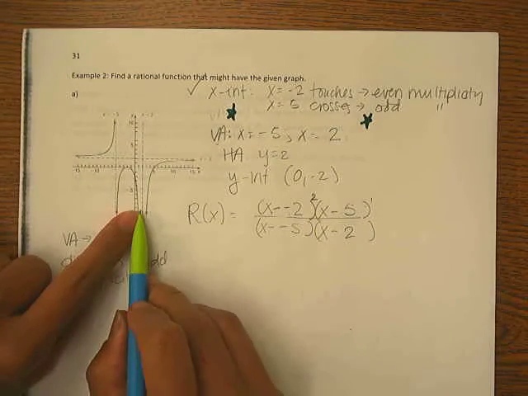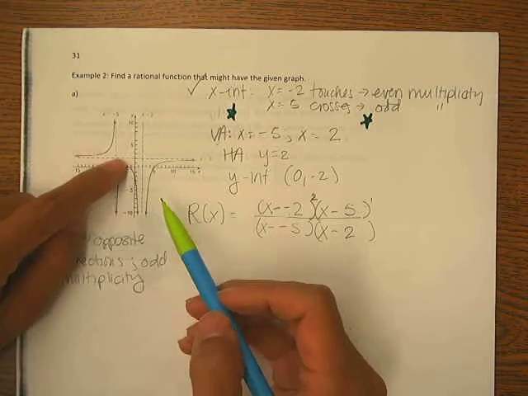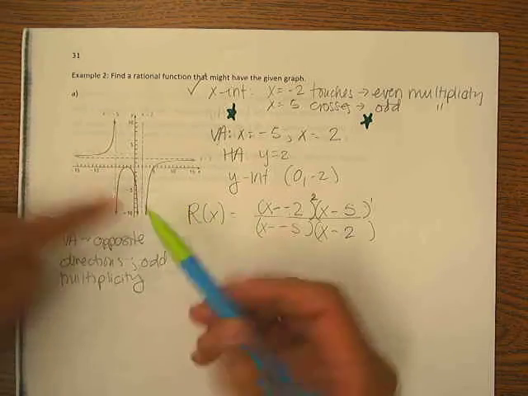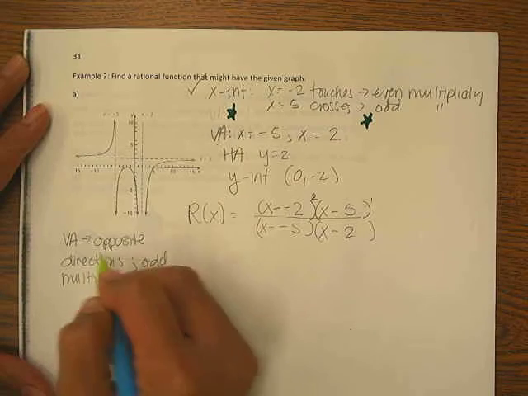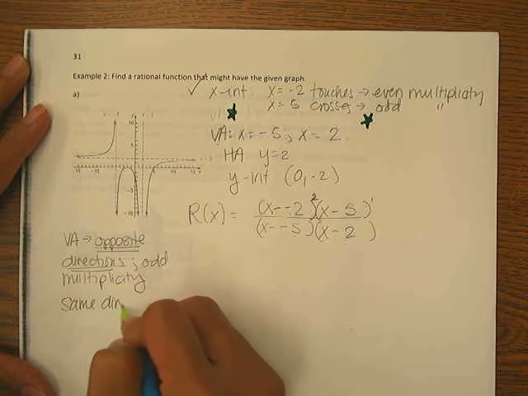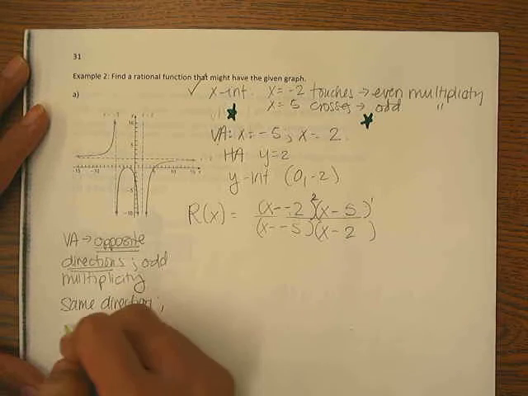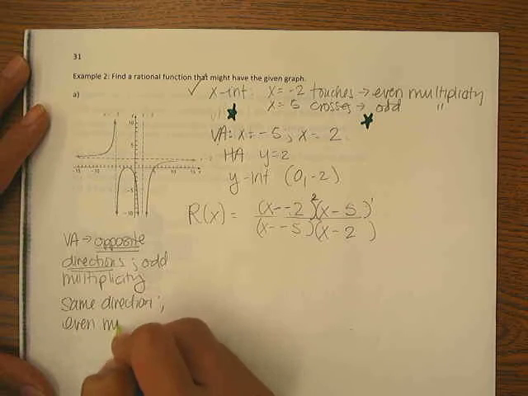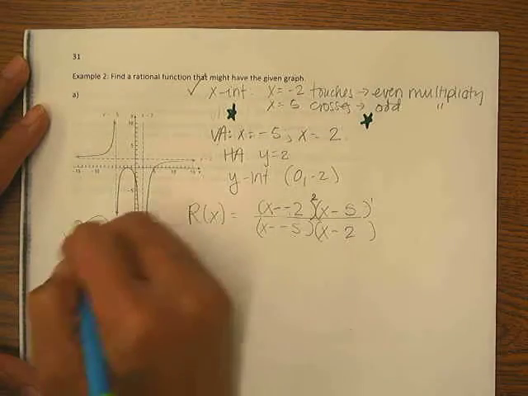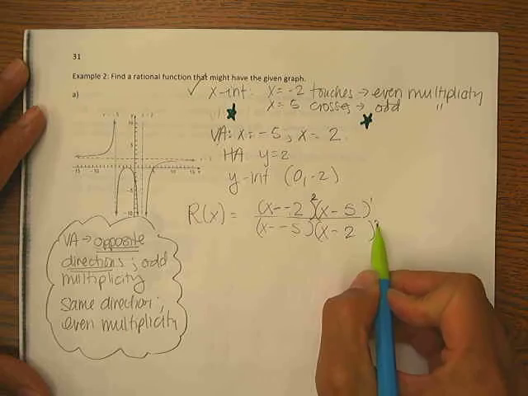Then let's look at the other VA, x equals 2. Left curve approaching this VA, and the right curve, they're both going the same direction. Guess what kind of multiplicity that is? Even multiplicity. This is so important. Make sure you know that. So that means over here, I should give it a 2.